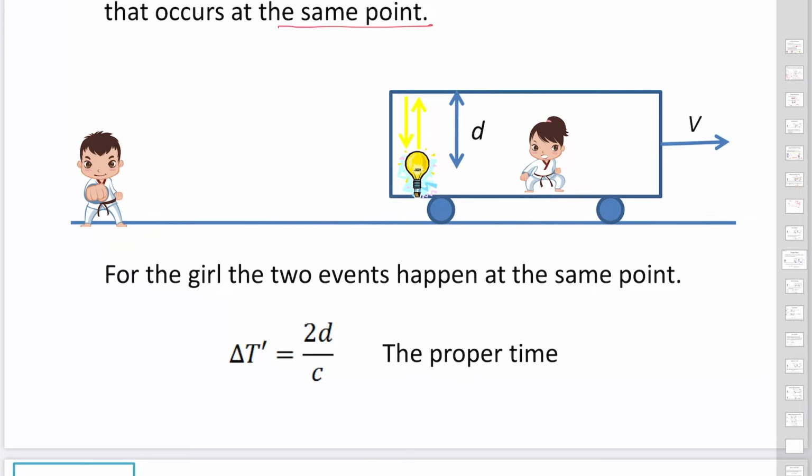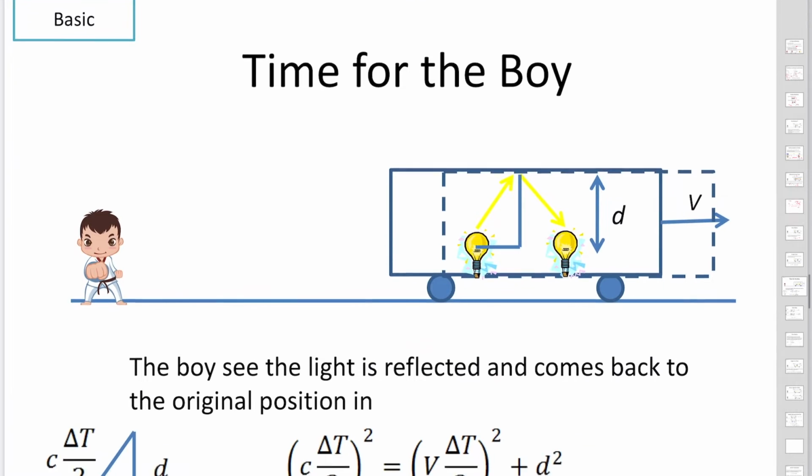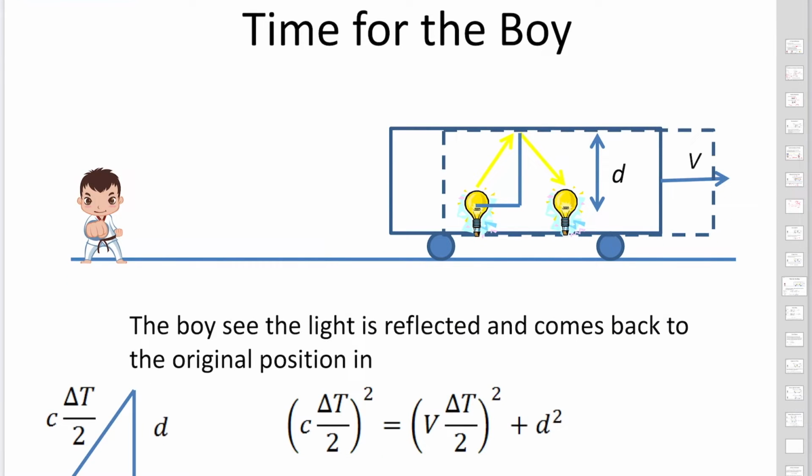And then the boy observes the same event. For the boy, the source of the light is moving with the train. The source of the light is located here, and then the train is moving. This is the path the light follows to return to the source of the light. Then you can create a triangle. This length is d.